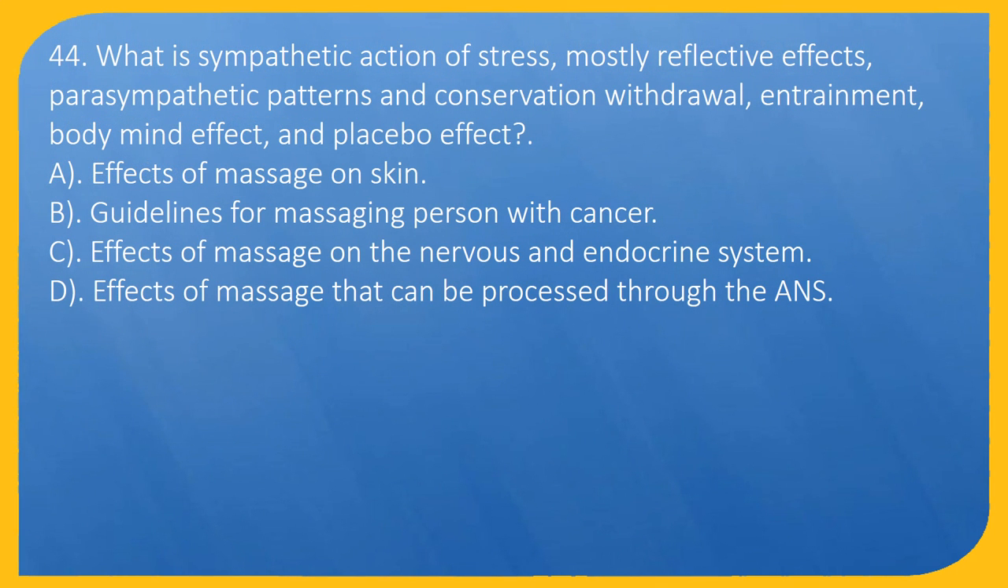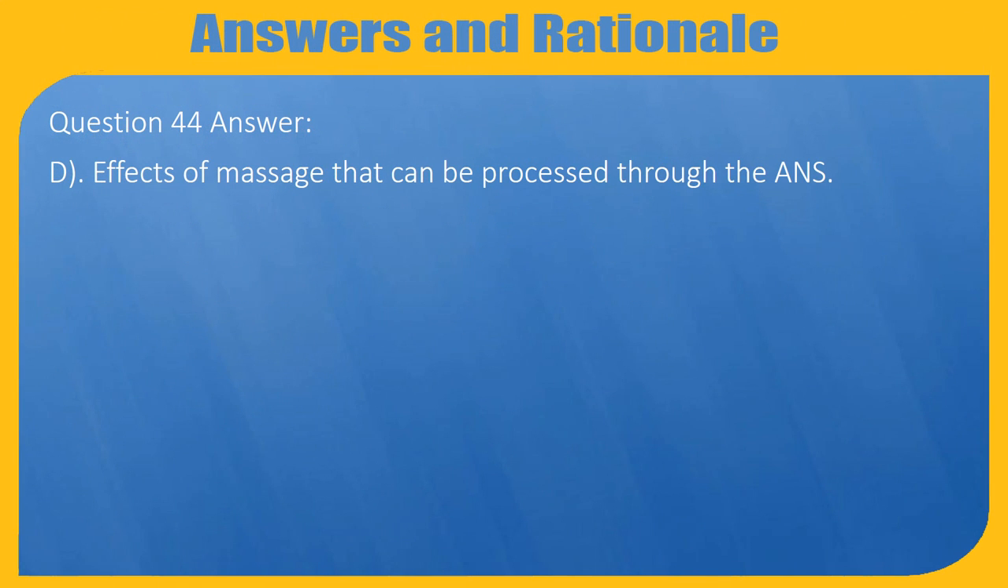Question 44. What is sympathetic action of stress, mostly reflective effects, parasympathetic patterns and conservation withdrawal, entrainment, body-mind effect, and placebo effect? A. Effects of massage on skin. B. Guidelines for massaging person with cancer. C. Effects of massage on the nervous and endocrine system. D. Effects of massage that can be processed through the anus. Question 44. Answer D. Effects of massage that can be processed through the anus.